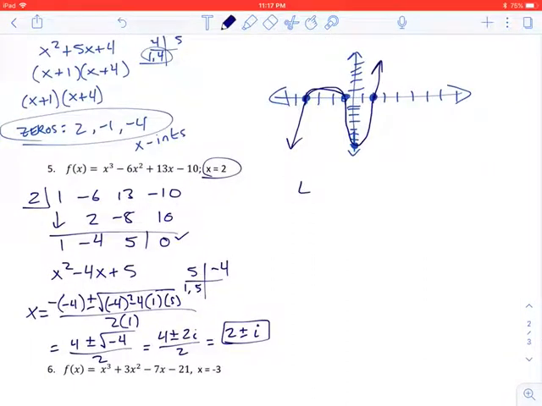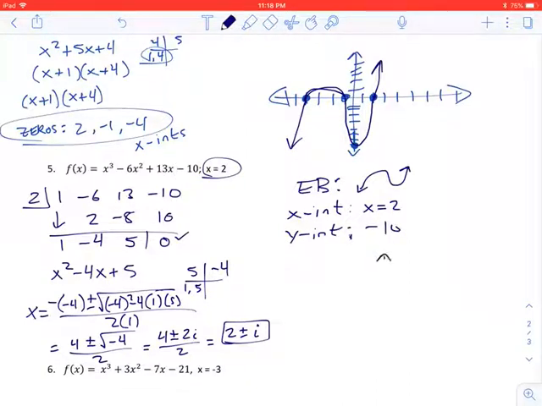So look at our end behavior. X to the third again, so it should be ending up like this again. And then x-intercepts only have the 1, x equals 2. And then y-intercept is right there at the end, -10.